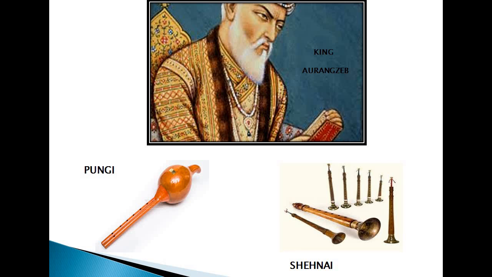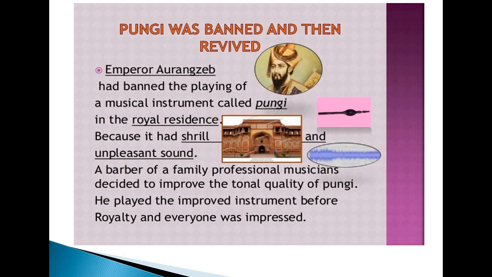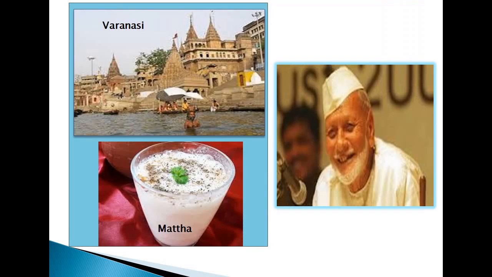Like you see here, Emperor Aurangzeb had banned the playing of a musical instrument called pungi in the royal residence because it has a shrill, unpleasant sound. A barber from a family of professional musicians decided to improve the tonal quality of the pungi. He played the improved instrument before royalty, and everyone was impressed. And what was the new instrument that came up? It was the shehnai. This you will know when I go with the detailing of the chapter line by line.